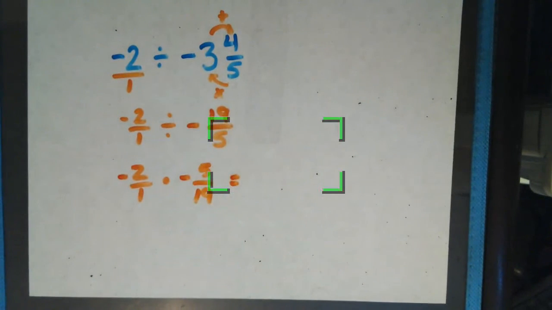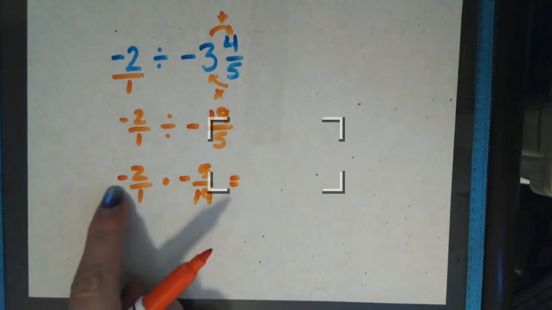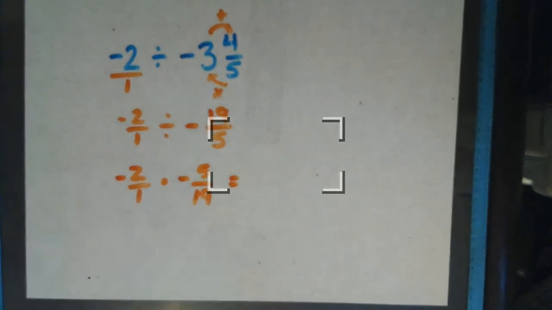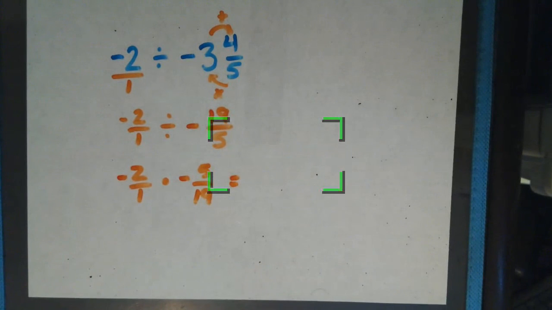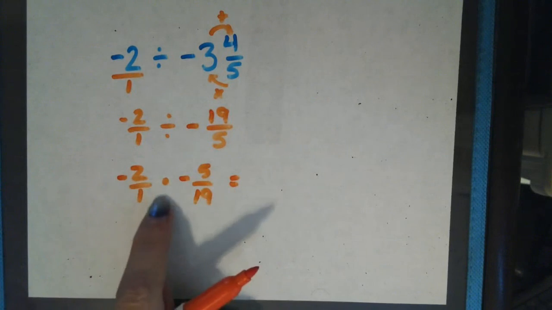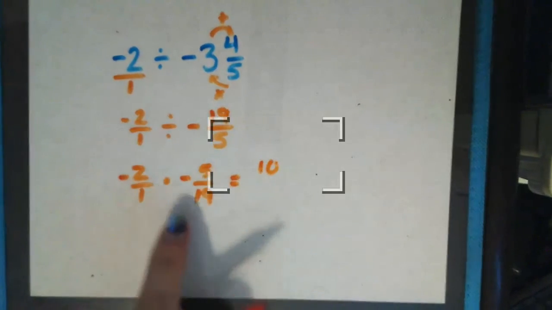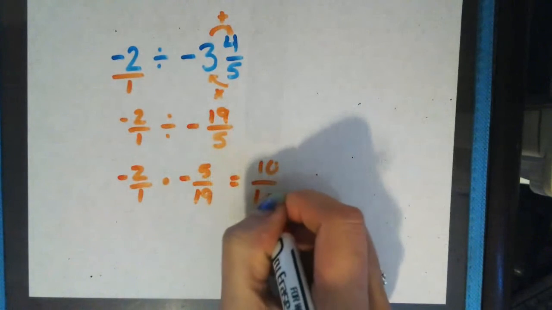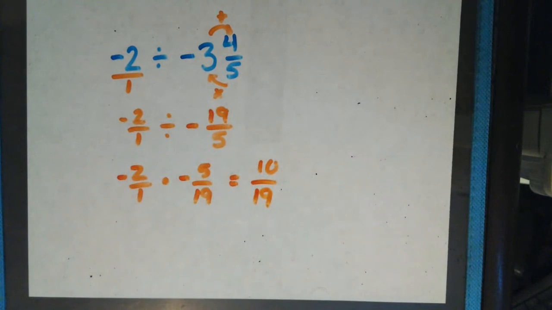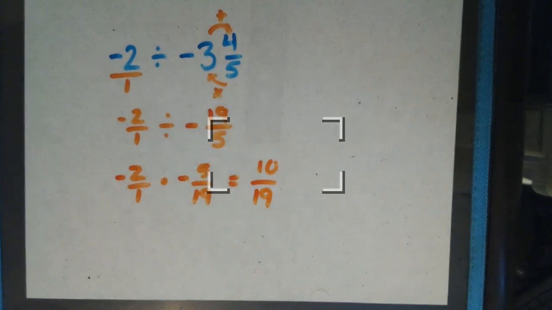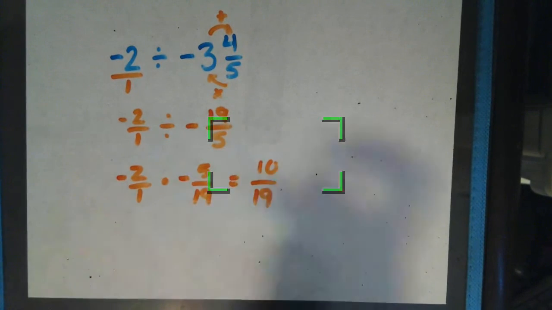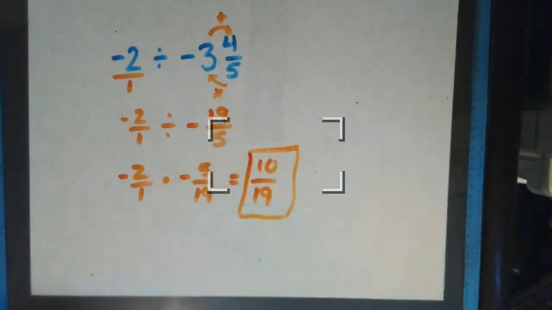First thing that's different about this problem is it has negatives. We have a negative times a negative, that's a positive. So I don't have to worry about the negatives anymore. Now I do the numerators. 2 times 5 is 10. 1 times 19 is 19. They don't both divide by 2 or 3 or 4 or 5 or 6 or 7, 8, 9, 10. No, it's done. That's all you get.